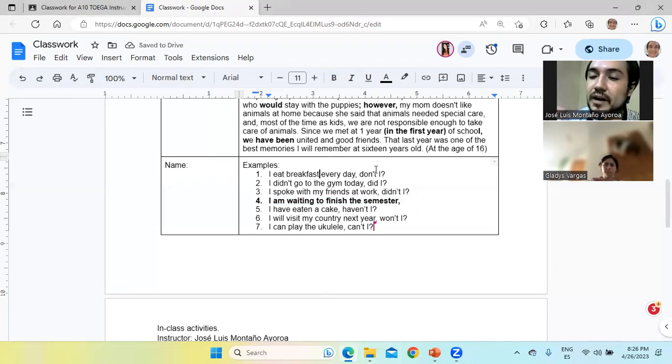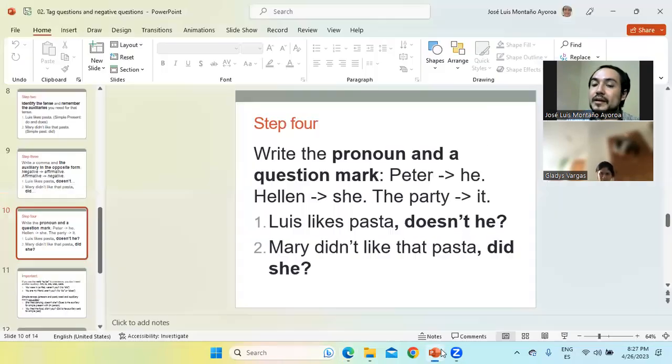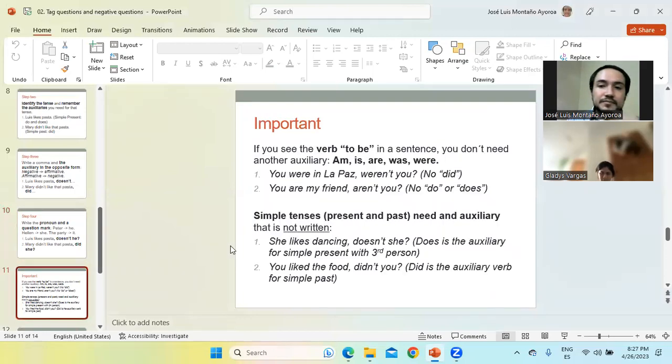But this is everything you have to do. You only have to be careful, Gladys, with simple present and simple past. Those are the hardest tenses because you don't write the auxiliary. But in the rest of the tenses, you always write the auxiliary. What is the auxiliary with the verb to be? The verb to be. What is the auxiliary in the present perfect? Have or has. In future, will. With modals, the modal. Okay, so the auxiliary is always there. Now, let's see what you told me.